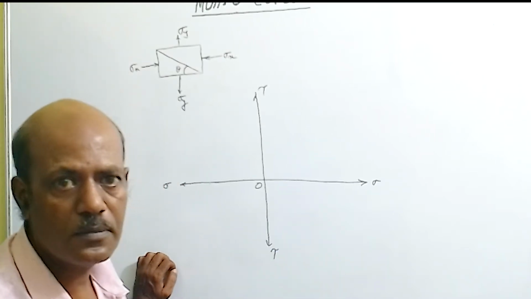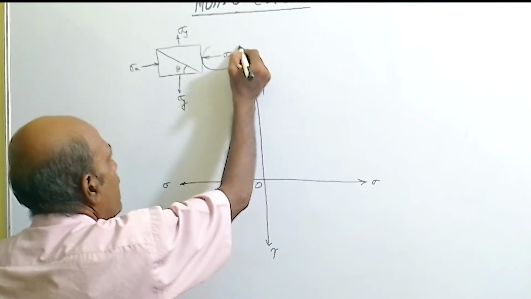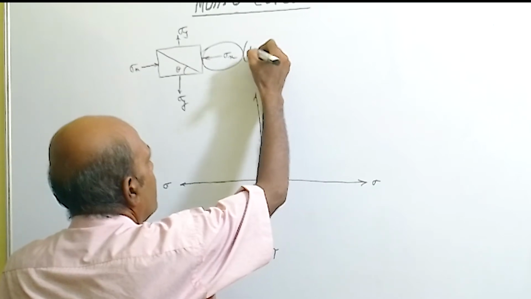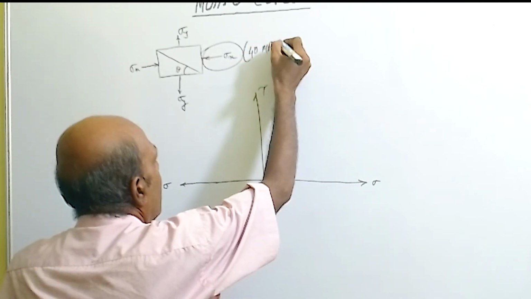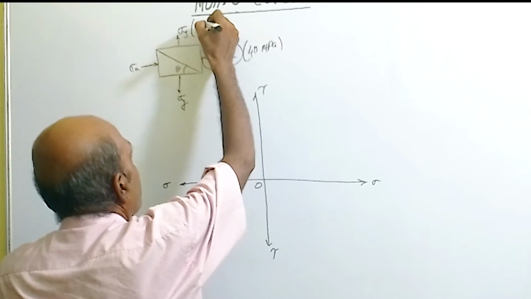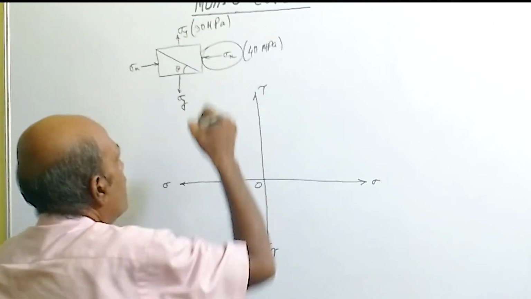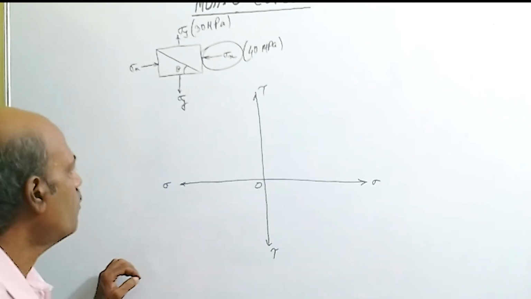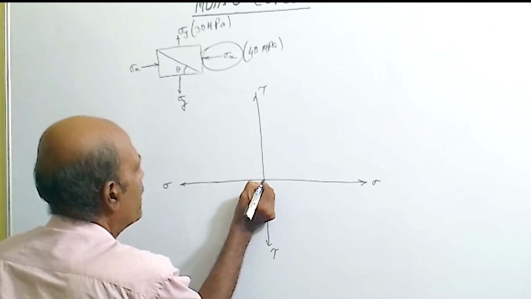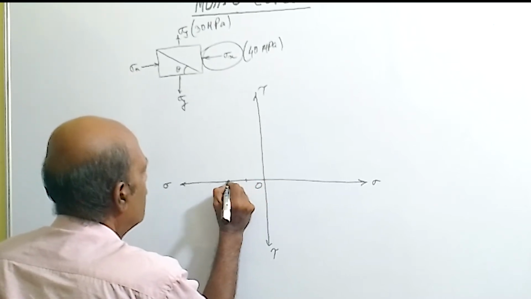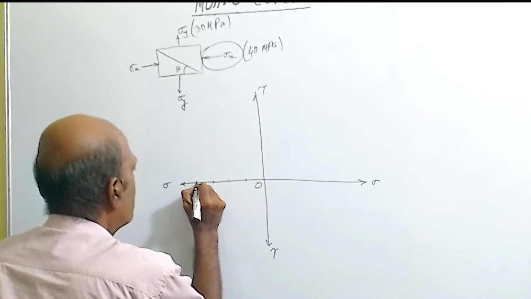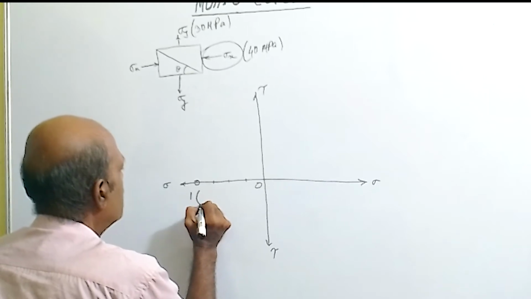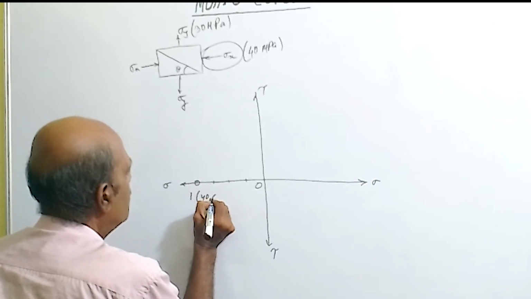Now go to x phase. On the x phase only sigma x negative stress is acting, so we are considering this value as, say, 40 megapascal, and this is 30 megapascal. Okay, for the time being we are considering this. Now sigma x is minus 40, so by using some scale from origin measure a distance of 10, 20, 30, 40. So this point indicates point 1, which is 40, 0.